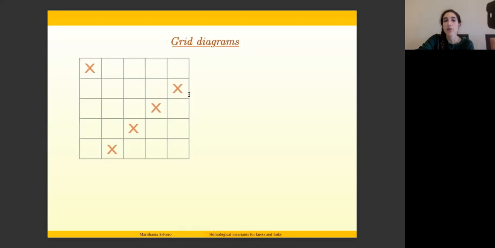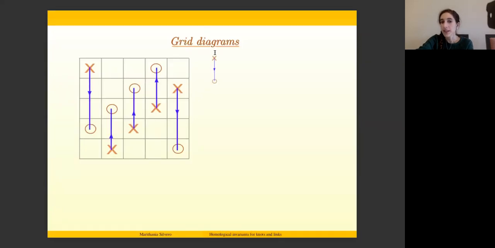And now we are going to put some crosses. We need to put a cross in each row and a cross in each column, and some circles, one in each row, one in each column, like a Sudoku, okay? And now we are going to connect them in that way.